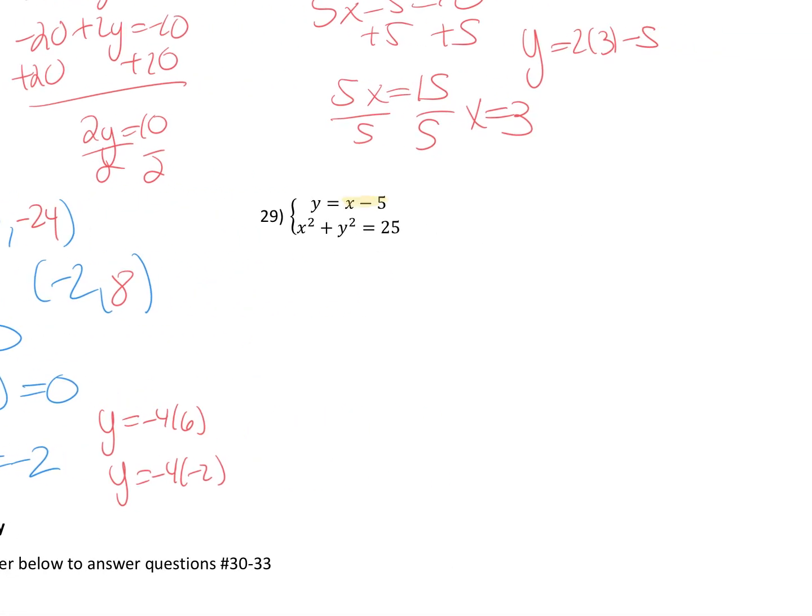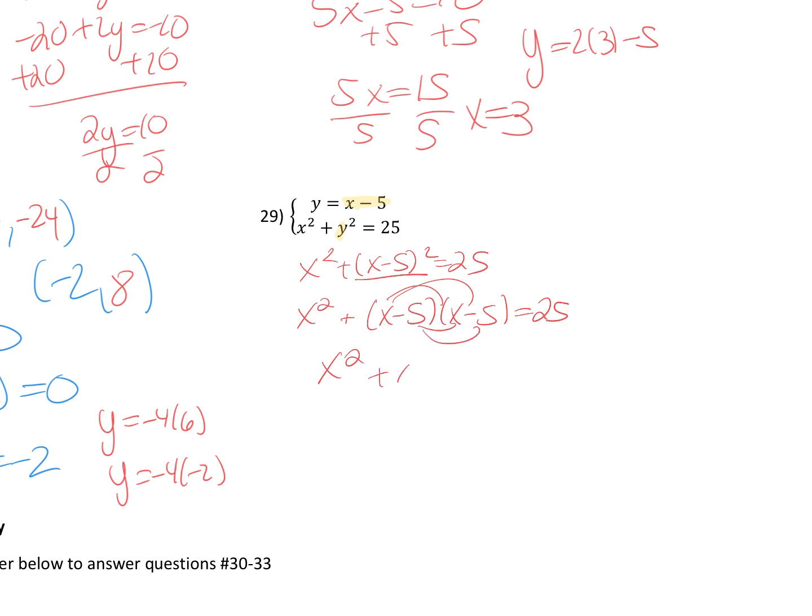All right, substitution again because my y is alone. X squared plus (x minus 5) squared equals 25. (X minus 5) squared means I'm doing (x minus 5) times (x minus 5). FOIL this out. X squared minus 5x plus 25 equals 25 means I'm going to have 2x squared minus 10x, and then when I subtract this 25 over, those are going to cancel on both sides.